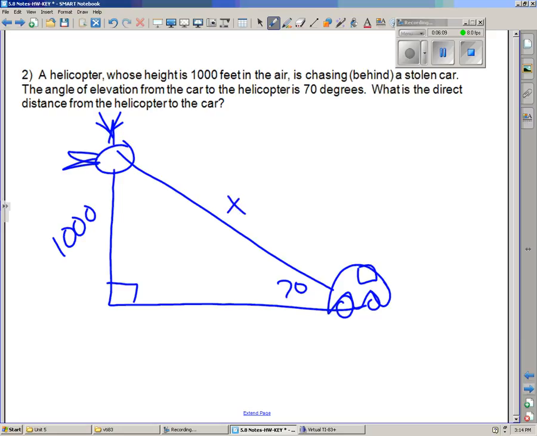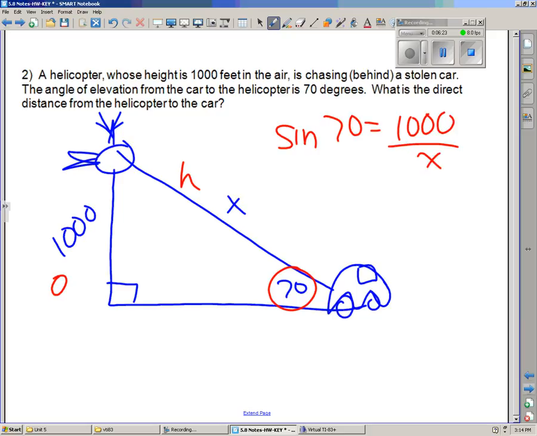Well, that's what we don't know. That's the hypotenuse. So we've got this being our angle, this being the opposite, this being the hypotenuse. It's going to be a sine function. So the sine of 70 equals opposite over hypotenuse. Again, you can do the calculator. Feel free to cross multiply and divide, and you should come out with x equals 1,064.2 feet.